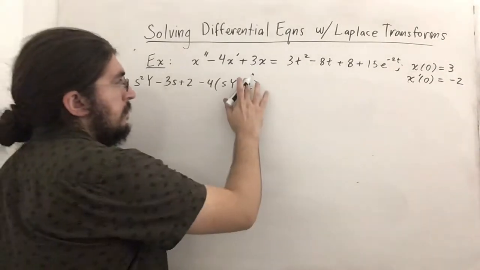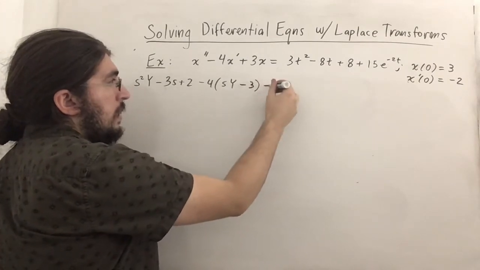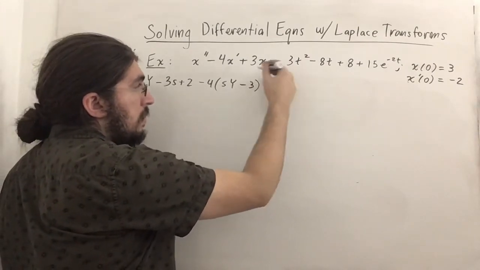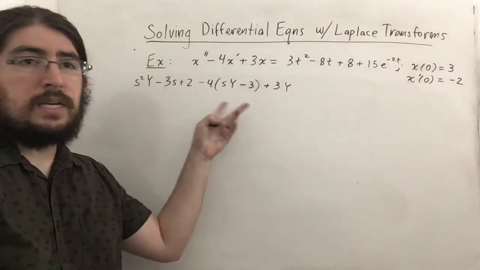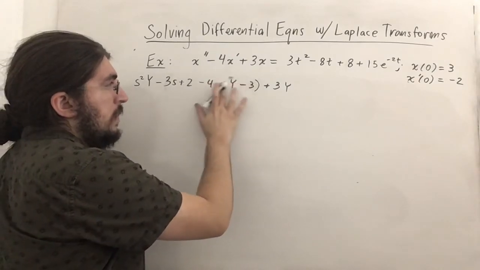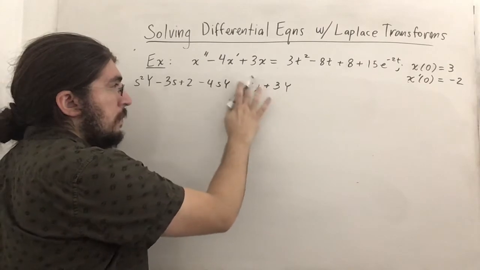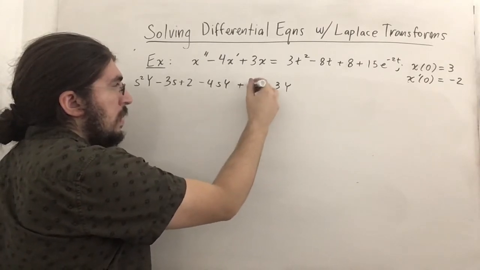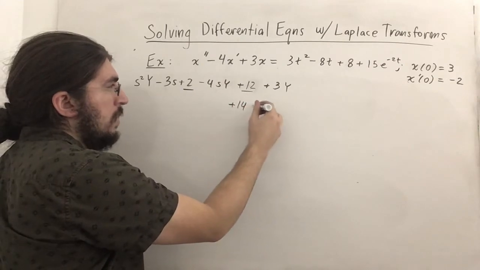I'm sorry, x of 0 is 3, so it's minus 3, my mistake. And then plus 3 times Laplace of x, which is capital Y. Here, if you don't mind, I'm going to distribute this negative 4 just to make things go by a little faster. So it's going to be negative 4sy, and then negative 4 times negative 3 is actually going to be positive 12. These two will actually combine to 14 on the left.